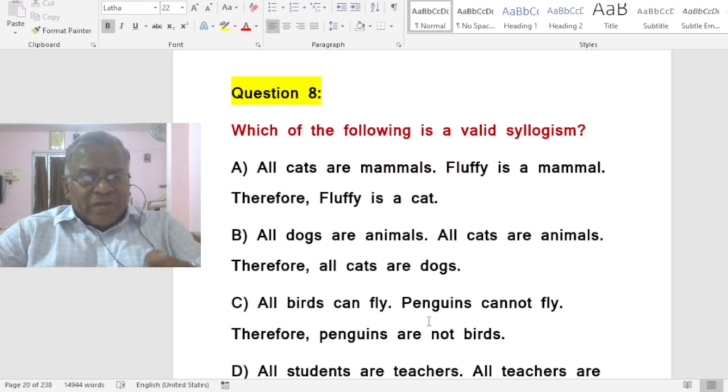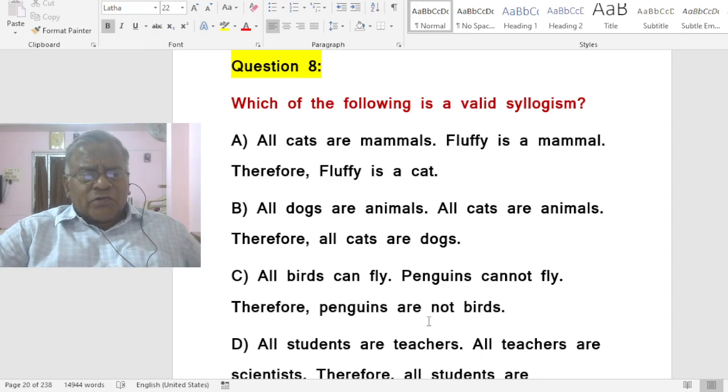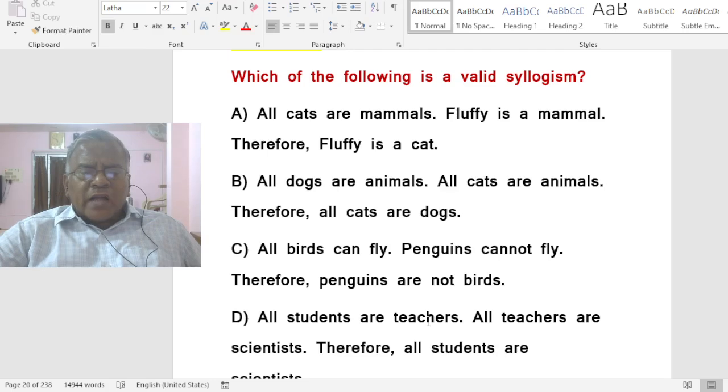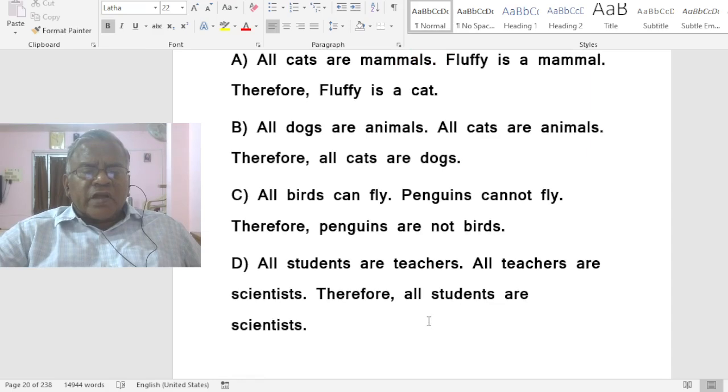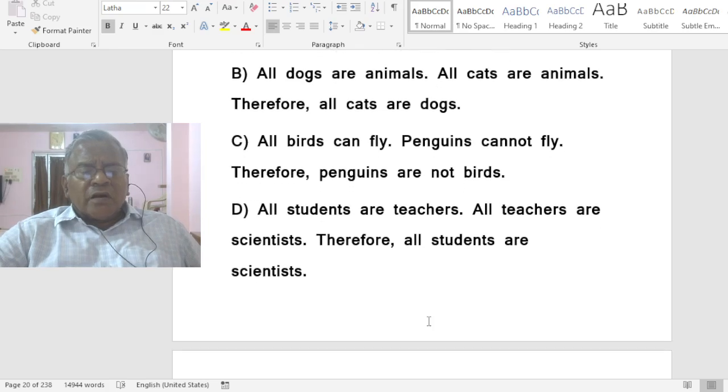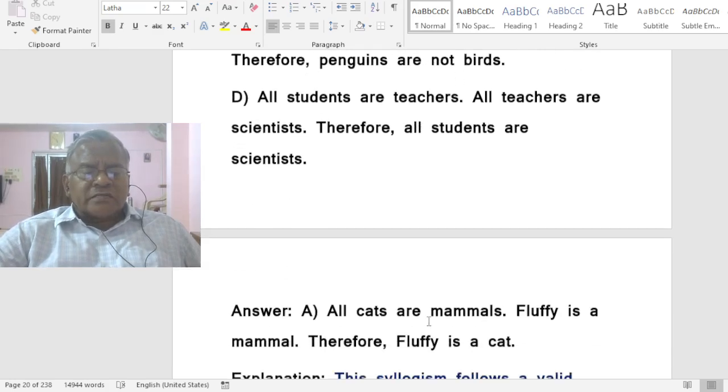I think you will be able to understand here. Just see for yourself what is the correct one. Valid syllogism. A. All cats are mammals. Fluffy is a mammal. Therefore, Fluffy is a cat. B. All dogs are animals. All cats are animals. Therefore, all cats are dogs. C. All birds can fly. Penguins cannot fly. Therefore, penguins are not birds. D. All students are teachers, all teachers are scientists, therefore all students are scientists.